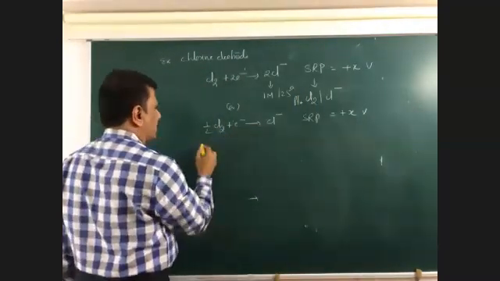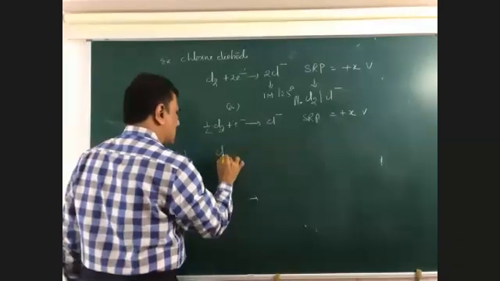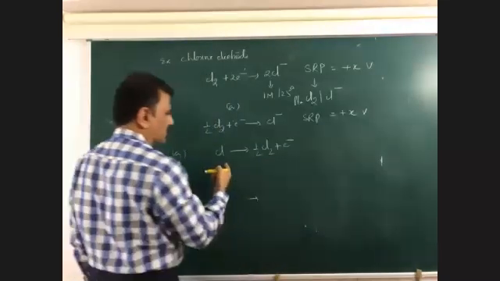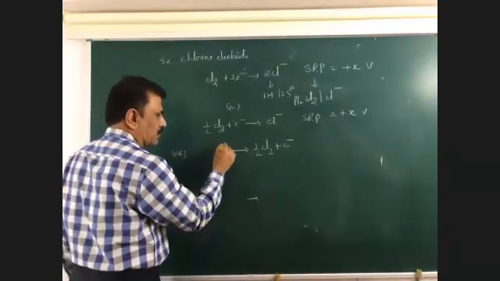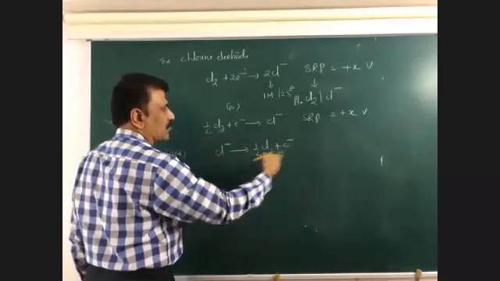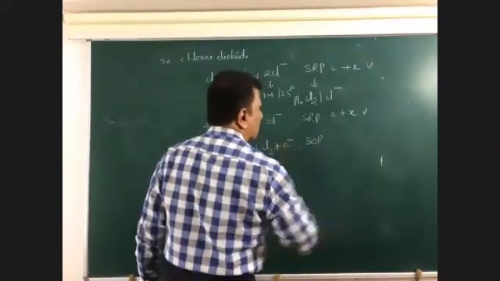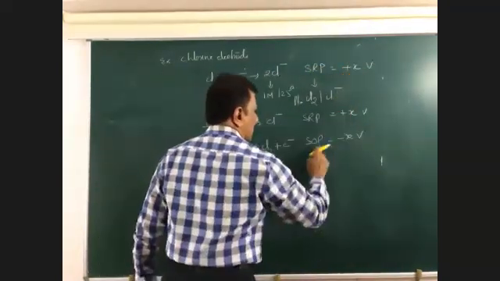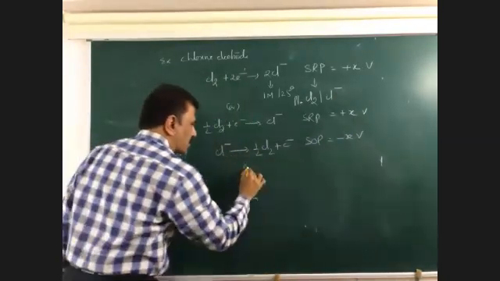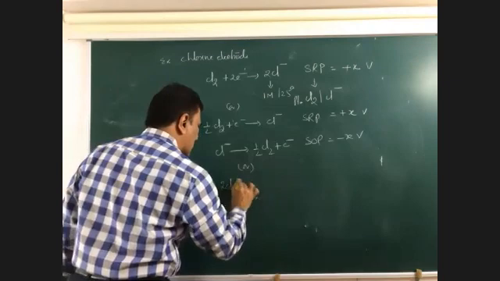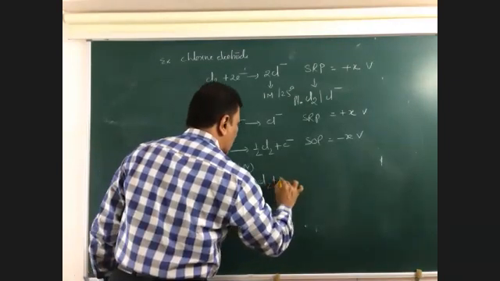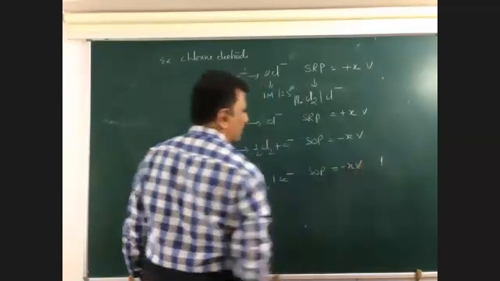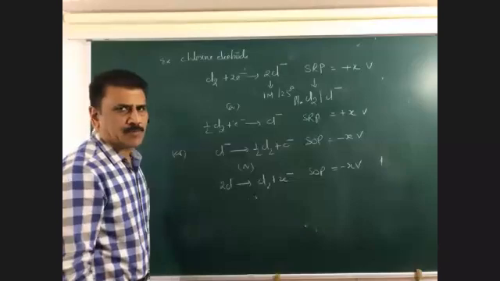Right, next step. Cl minus changes to half Cl2 plus electrons. What is this? Cl minus loses electrons. Therefore, this is oxidation. Therefore, this value is SOP. Its value is taken as minus X volts. Because SRP is plus X volts, SOP is minus X volts. Or you may represent it like this. 2Cl minus gives Cl2 plus 2 electrons. Here also, SOP is minus X volts only. Based on the electrons, SRP and SOP do not change.